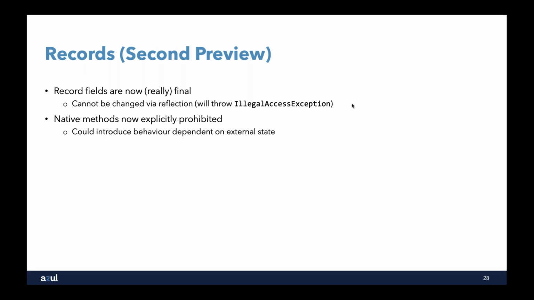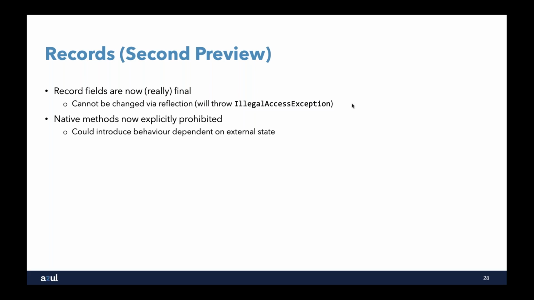Second thing they did was they said that native methods are now explicitly prohibited. Again, a record is a class, so you could theoretically put a native method in there with JNI. And the reason they gave for that was that it could introduce behavior that would be dependent on external state, and they didn't want that because record is just a data class. It's supposed to be immutable.